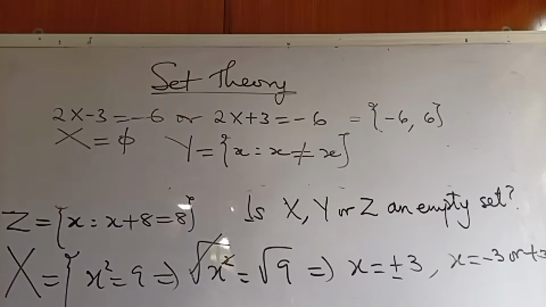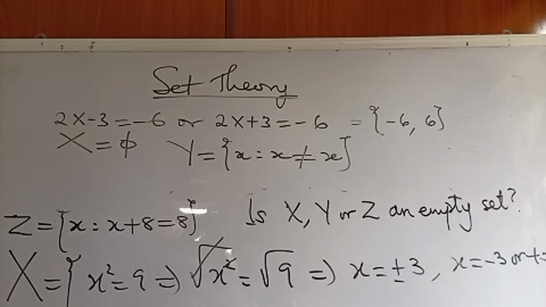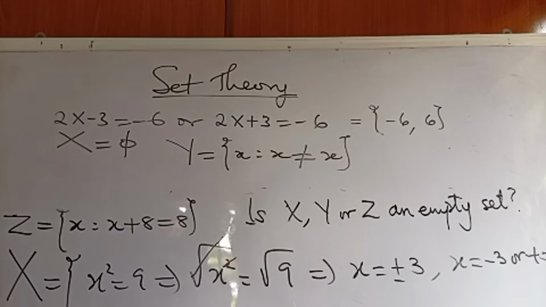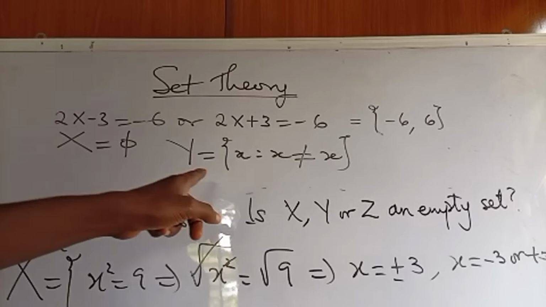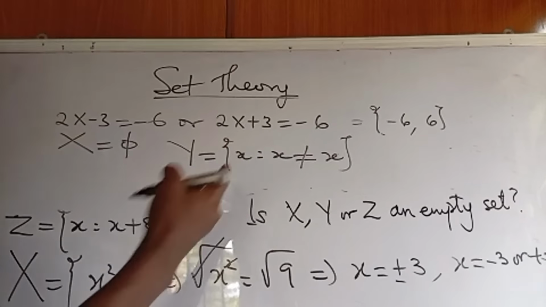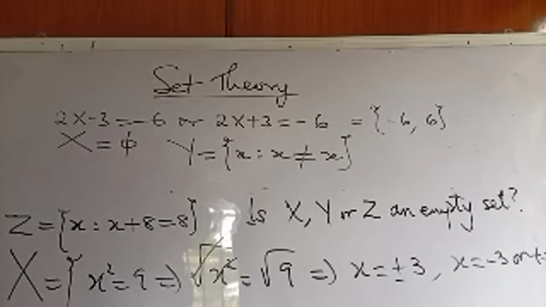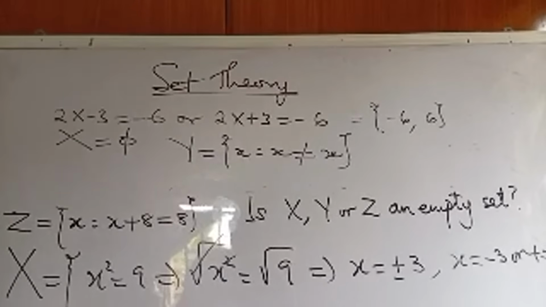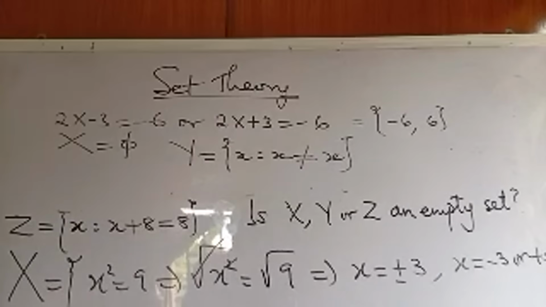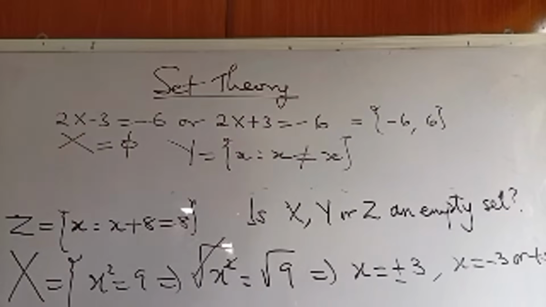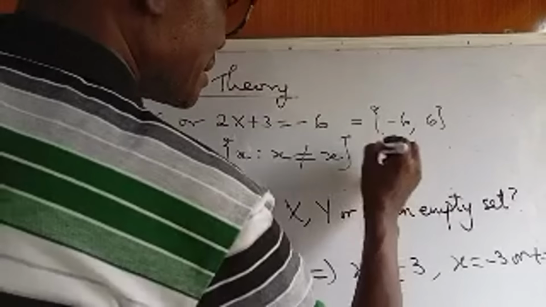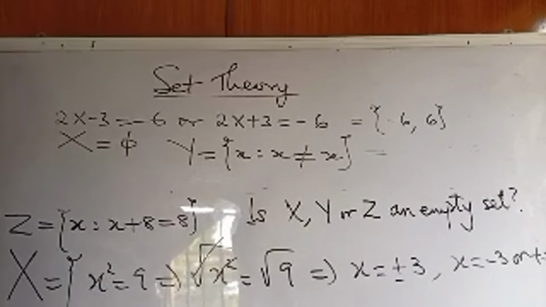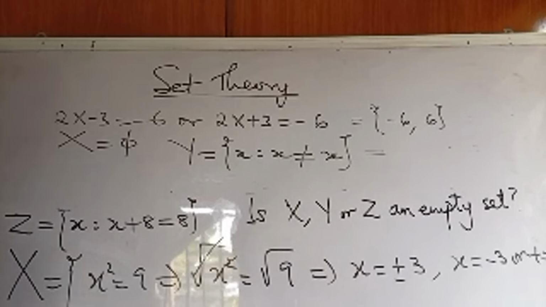Let's look at this. X is not equal to X. How will X not be equal to X? Is that possible? That is not possible. X must be equal to X. So this is also an empty set.